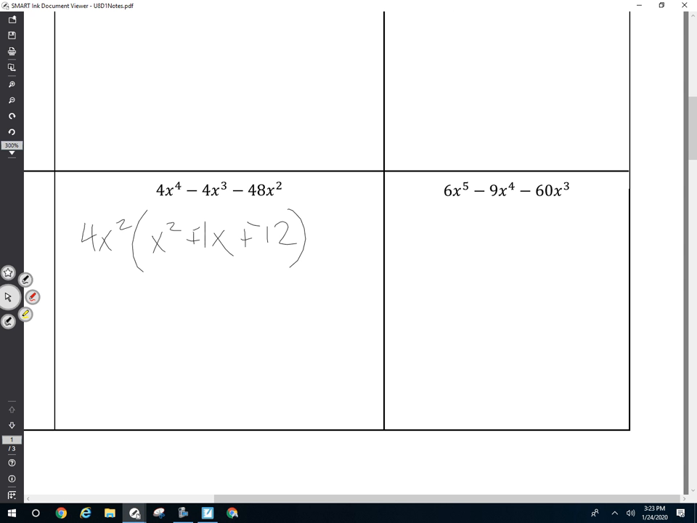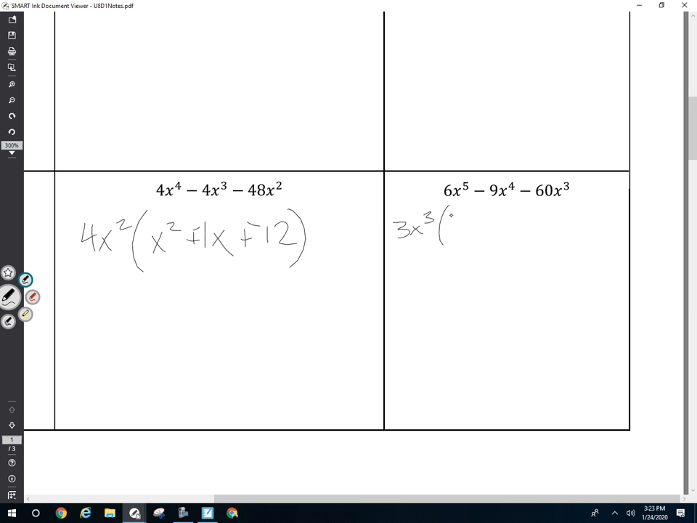6x to the 5th, 9x to the 4th, 60x cubed. Stuff we can factor out of that? 3x cubed. Very good. Now, you're doing this really quickly. Do you have a special technique, or are you just kind of looking? Yeah, right? There are other ways to figure out the greatest common factor. I could list all of the factors, but in the end, I think the most effective thing we all should do is just kind of look and figure it out.